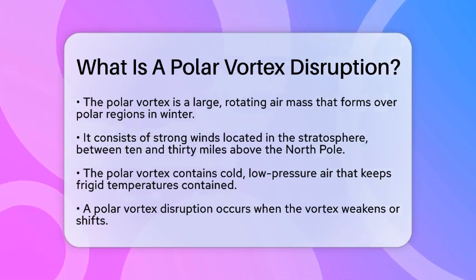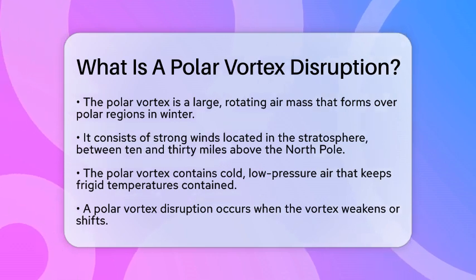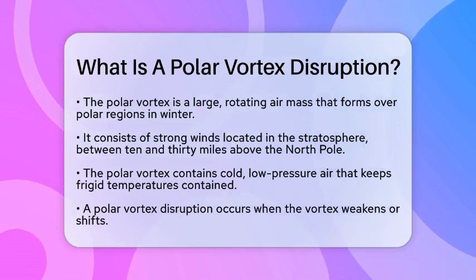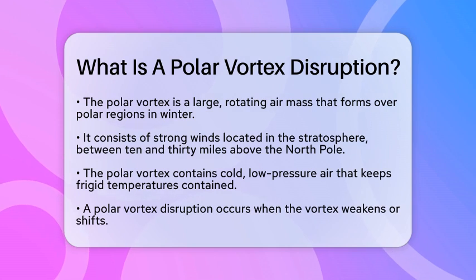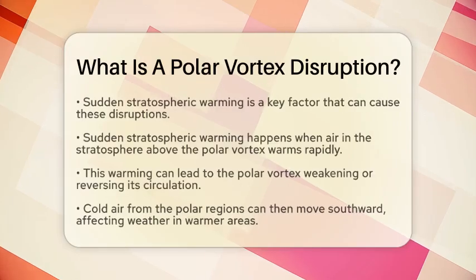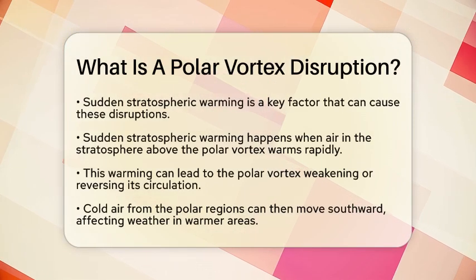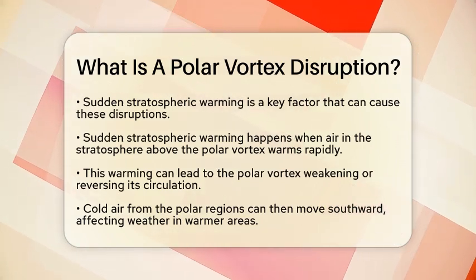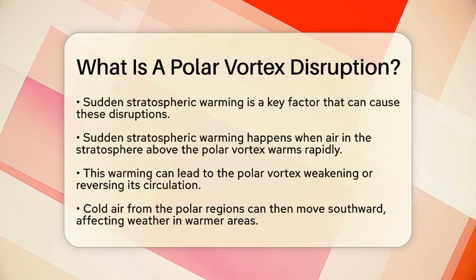Now, a polar vortex disruption happens when this vortex weakens or shifts. One major factor that can cause this disruption is sudden stratospheric warming. This event occurs when the air in the stratosphere above the polar vortex suddenly warms up. When this happens, the polar vortex can weaken or even reverse its circulation.